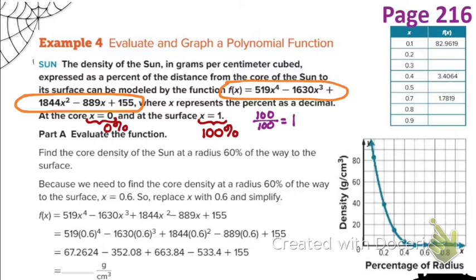They want us to find the density of the sun at a radius of 60%. What is 60% in decimal form? 0.60. You take whatever number they gave you. In this case, it was 60%. So I take 60 and I divide it by 100. That's how we get our decimal. That's how you take a percent and convert it into its decimal form. You divide it by 100.